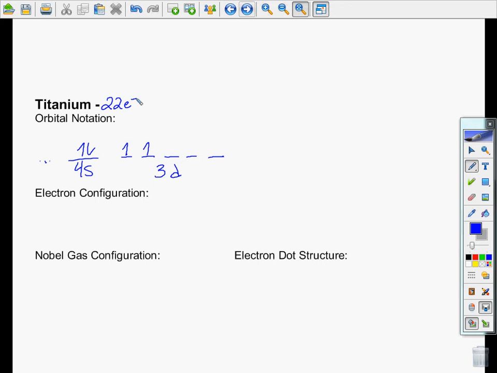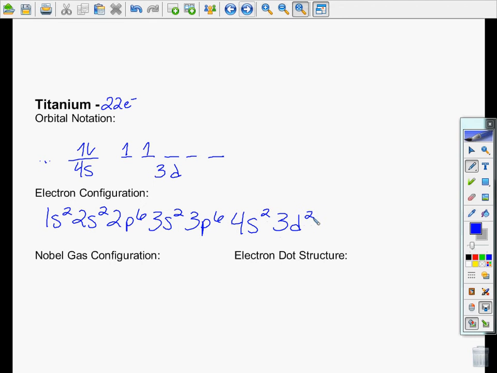All right, so then when we write our electron configuration: 1s2, 2s2, 2p6, 3s2, 3p6, 4s2, 3d2. Okay? Which noble gas do we use? Argon. Same as we did for calcium. So it's going to be argon, 4s2, 3d2.